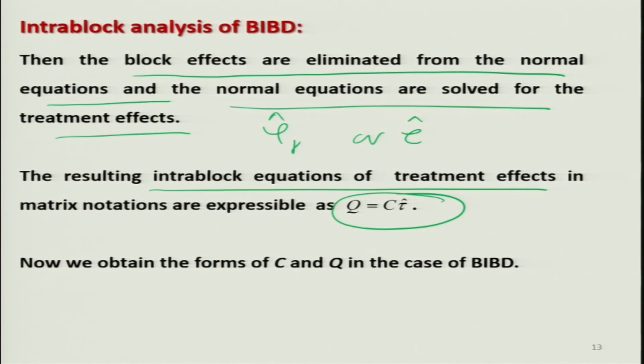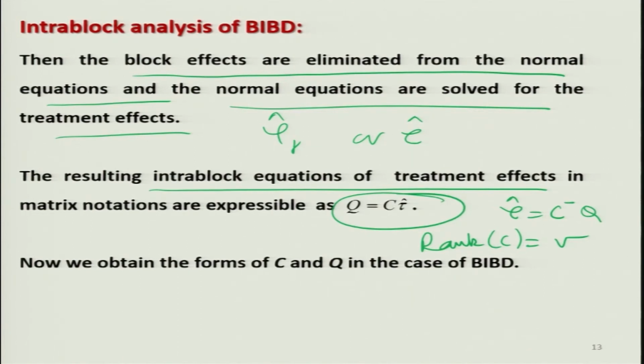And do you remember that we had also discussed that rank of C is not equal to v, right. So, you have to just remember that the rank of C is less than v. So, when we are trying to find tau hat, we have to find the generalized inverse of C, right. So, tau hat is going to be the generalized inverse of C into Q.